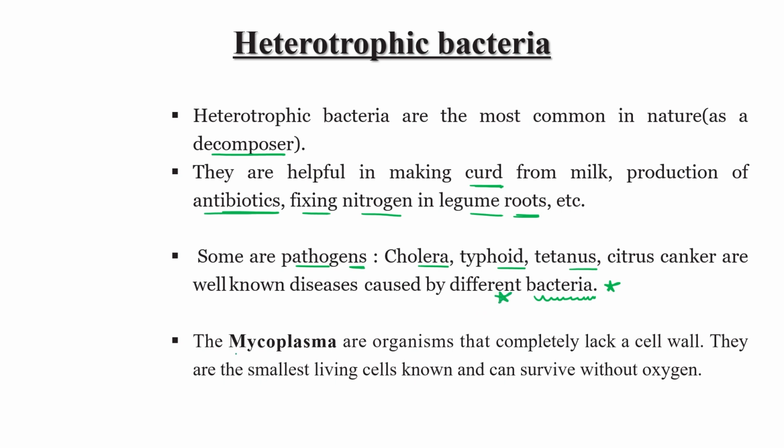There is another type of organism popularly known as mycoplasma. Very, very important point: mycoplasma are organisms that don't have a cell wall. They are the smallest living cells known, and they can survive without oxygen. So in the primitive earth, the first organism was this mycoplasma. Smallest living cell, mycoplasma, survives in the absence of oxygen, and they don't have a cell wall.